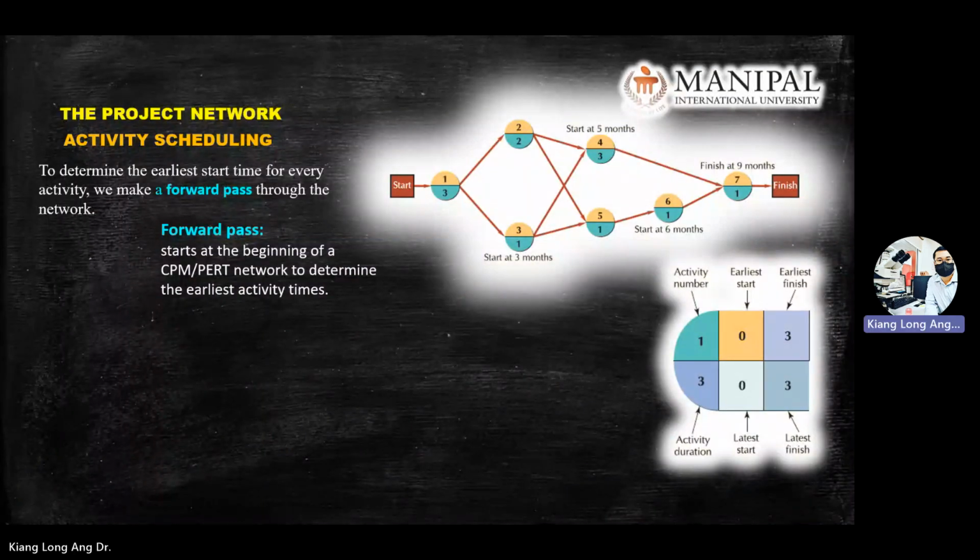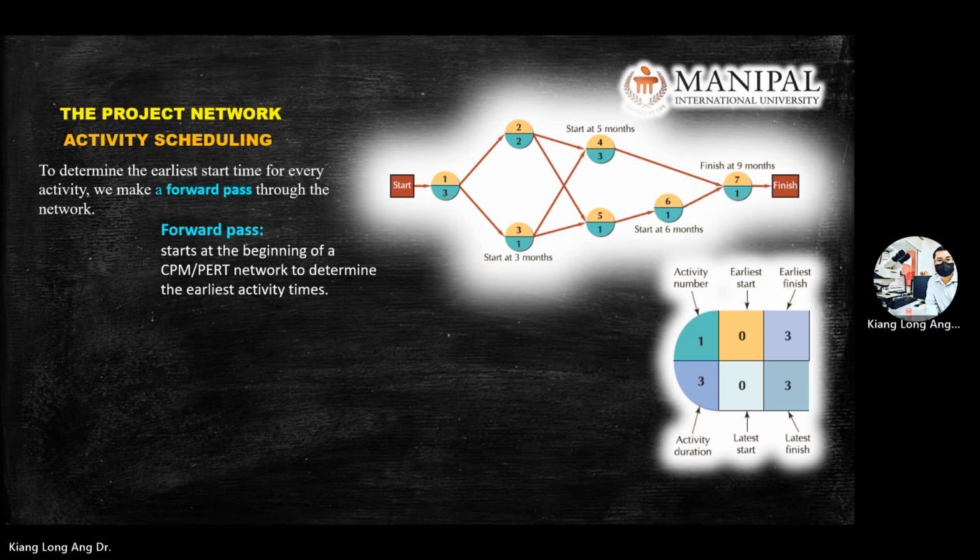Now, forward pass is what you do to determine the earliest activity time. Okay, forward pass. How do you determine the earliest start time? You do a forward pass, which means you go from the start to the finish.